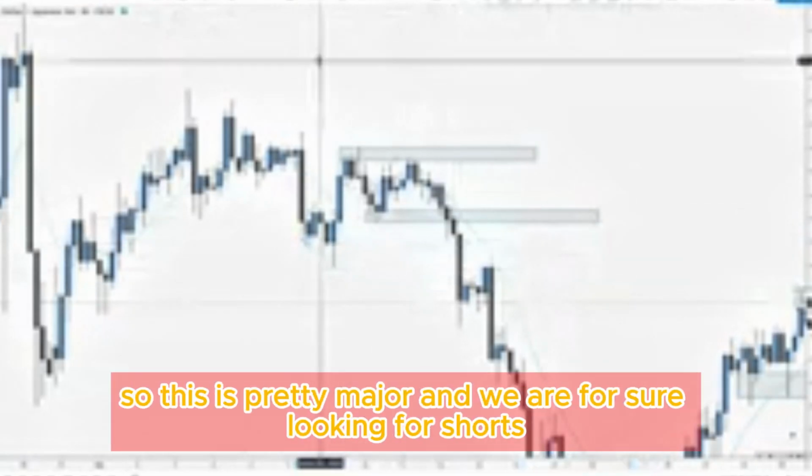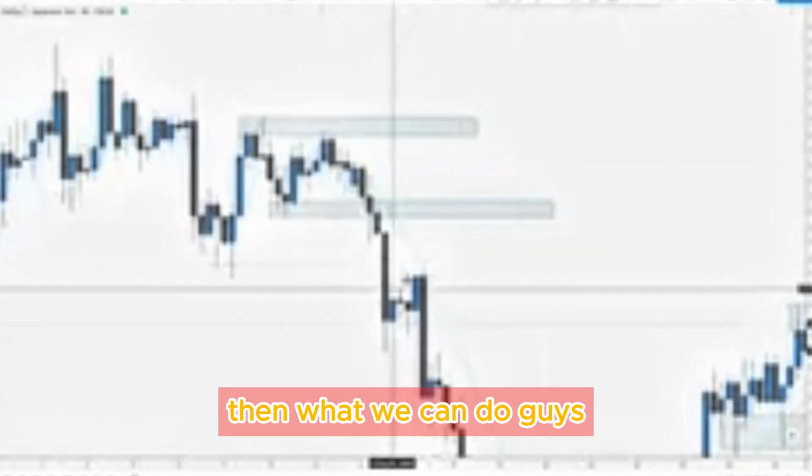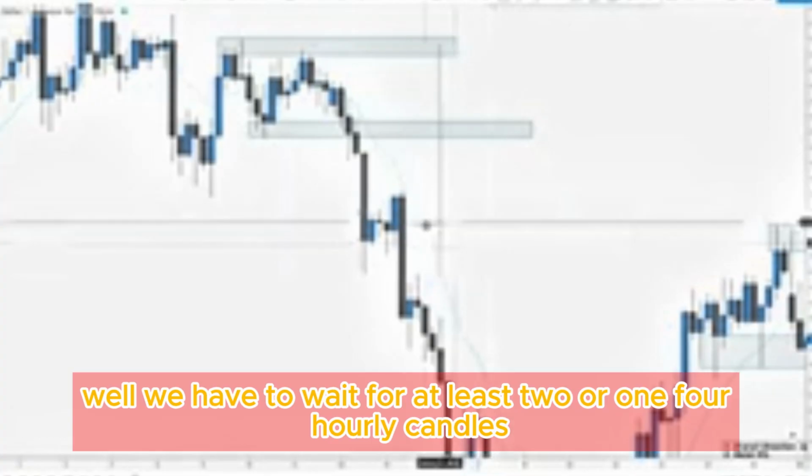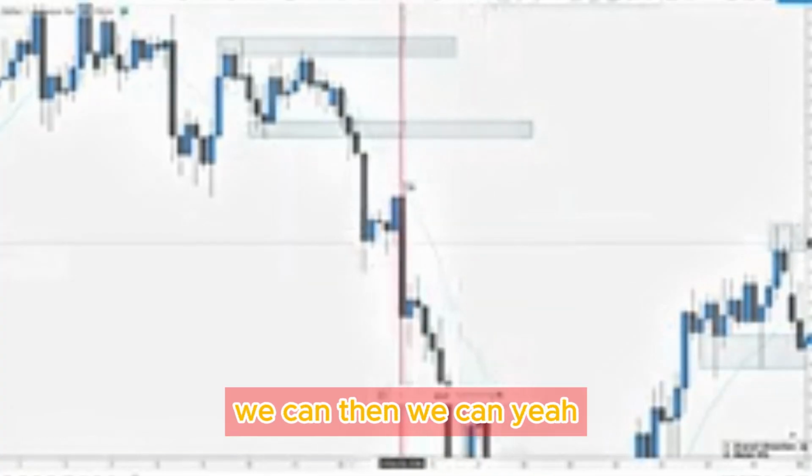So this is pretty major and we are for sure looking for shorts. Then what can we do, guys? Well, we have to wait for at least 1 or 2 4-hourly candles. Do we have them? Yes, we have. Can we look for shorts? Yes, we can.